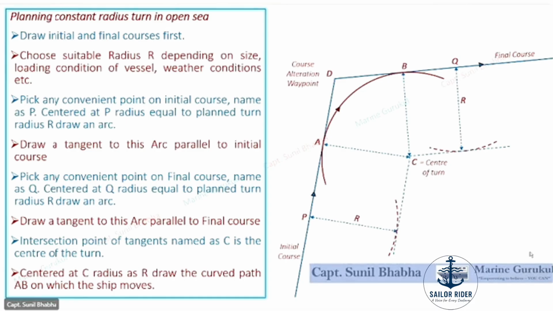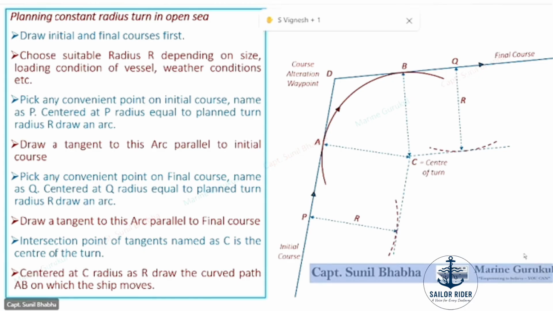You will see in master standing order, there is a certain radius which is given that you should not go closer than this to any obstructions or land or anywhere. So that can be taken as a reference. So try taking a radius, put it into ROT is equal to V by R formula. See if the rate of turn which you are getting is achievable, is in order, and that radius should be fine. Okay, sir.